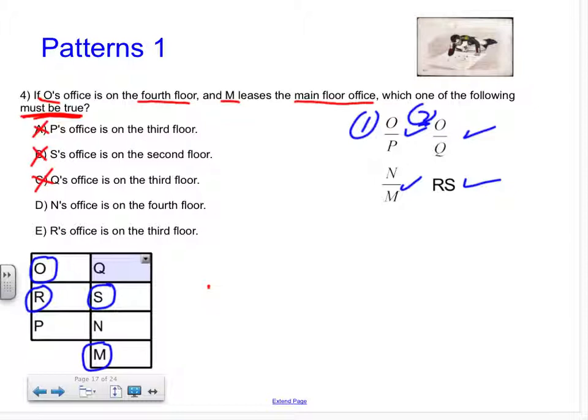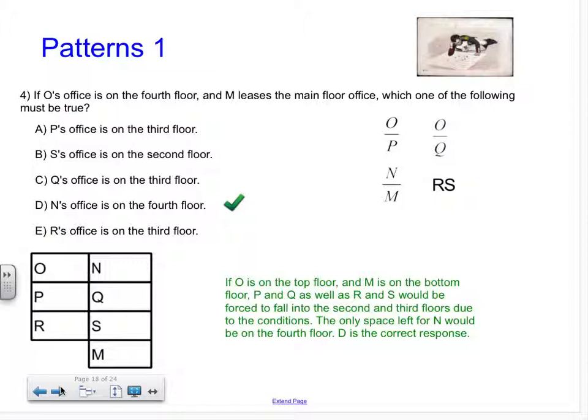So we can determine the hidden premise that N is constrained beside O on the 4th floor. Otherwise it won't work. So N's office must be on the 4th floor. Otherwise this question will not work out. So D is the correct response. Just for argument's sake, R's office is on the 3rd floor. Well, this is not necessarily the case because we know that we can switch places with R and S and P and Q, and the question will still work out. So E can be eliminated.